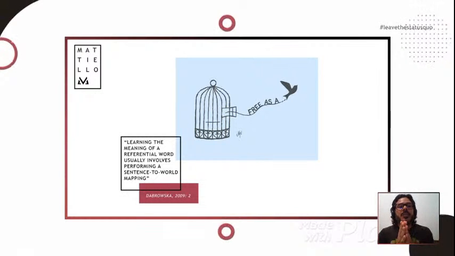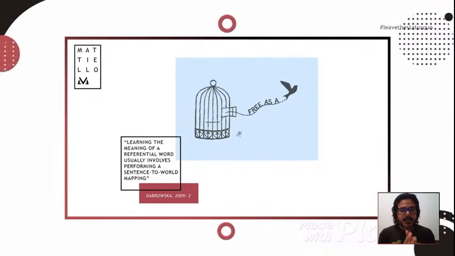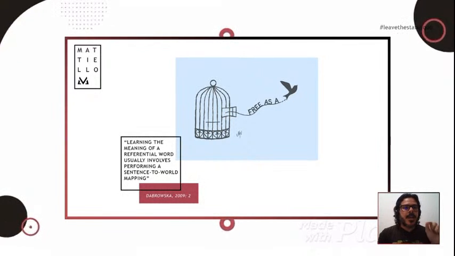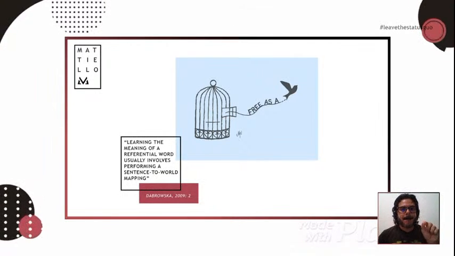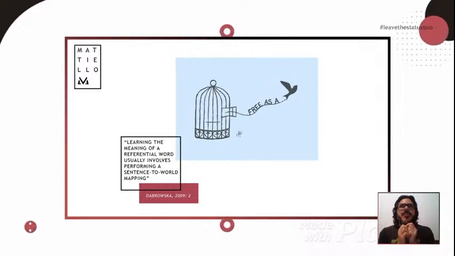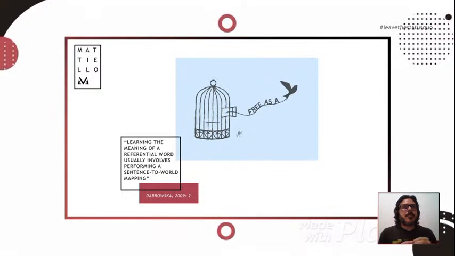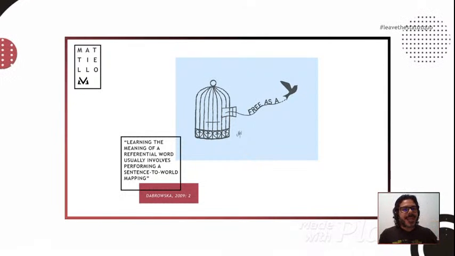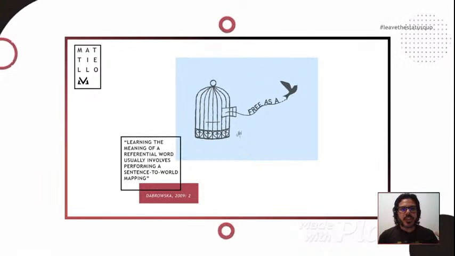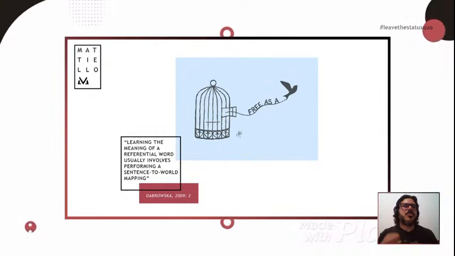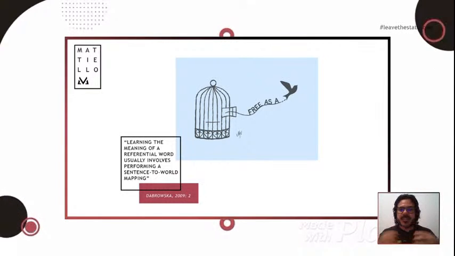So this reminds me of, again, Professor Eva Dabrowska when she said learning the meaning of a referential word usually involves performing a sentence to world mapping. Sentence to world. I think this is key. Thinking about our lesson plans, if we're using PPP, for instance, the second P stands for practice. This is the moment that our students are actually going to use the language and we're going to correct our students, make adjustments, repeat, do it again, different contexts, different situations.